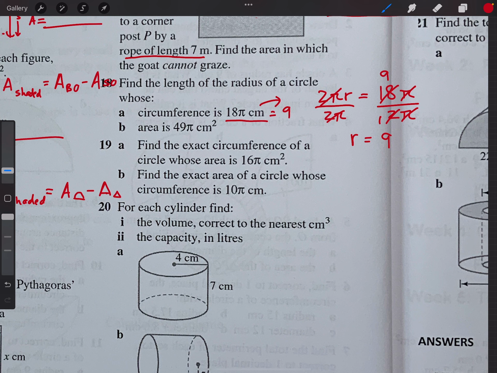Now the area is equal to 49 pi centimeters squared. So the area of a circle is equal to pi times radius squared, and the answer is equal to 49 pi. It's given to us.